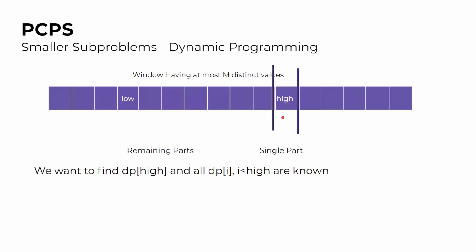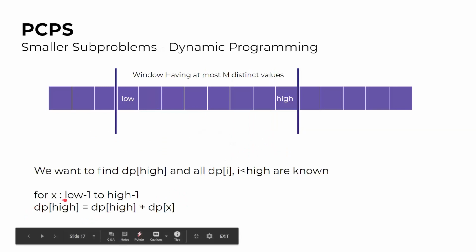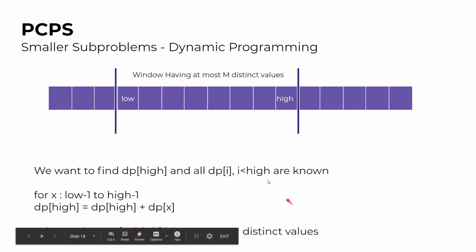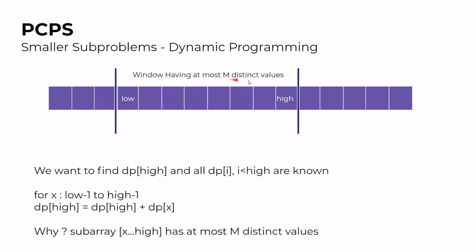So in all those ways, we can add this as one single part and calculate the answer for the DP of high. The formula for DP of high becomes: DP of high is the sum of DP from low minus 1 to DP of high minus 1. This gives us our DP of high. And this works because all the smaller subarrays of this entire array will contain less than or equal to m distinct elements.